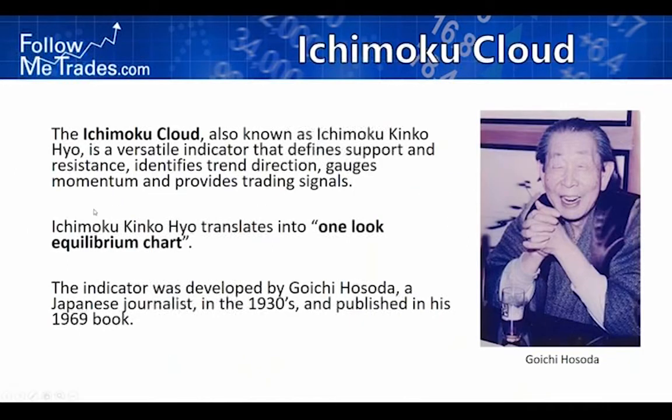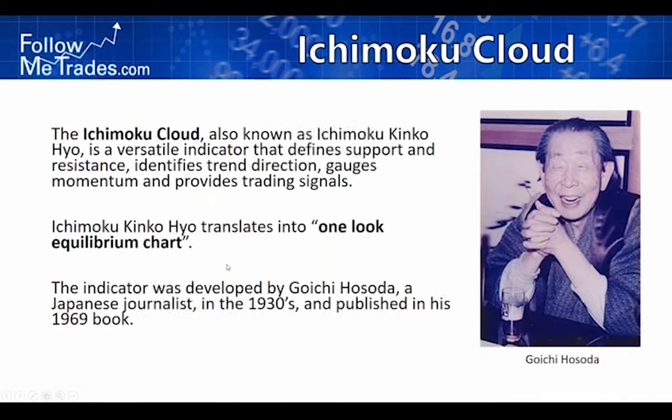So Ichimoku Cloud, developed by this handsome gentleman, Goichi Hosoda. He started working on this back in the 1930s in Japan. He was a financial reporter. Unlike most indicator developers, he wasn't a mathematician or so much a trader, but a financial reporter, a journalist. He spent about 30 years getting it together, proving it, and he finally published a book in 1969. Ichimoku Cloud is the Ichimoku Kinko Hyo, which translates into one look equilibrium chart.